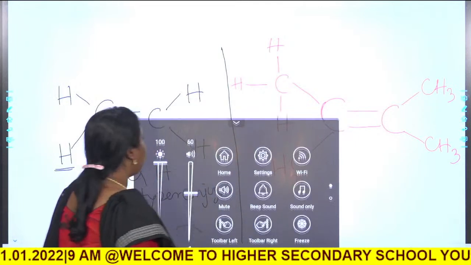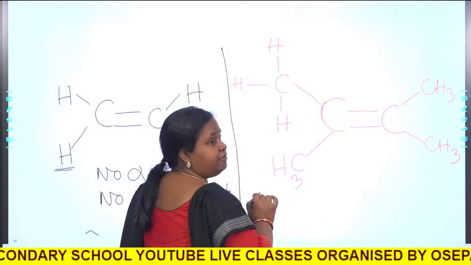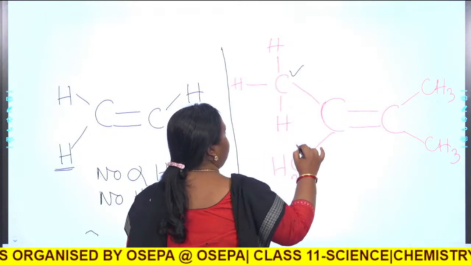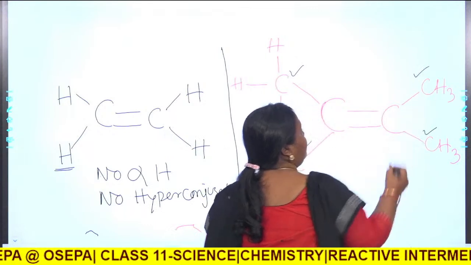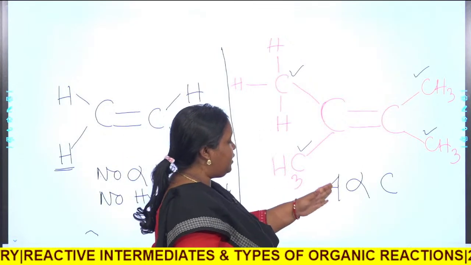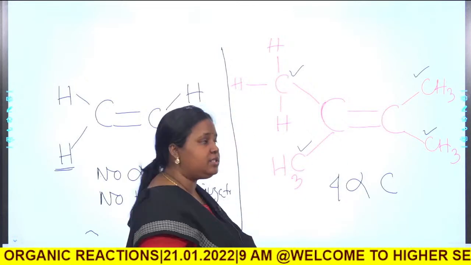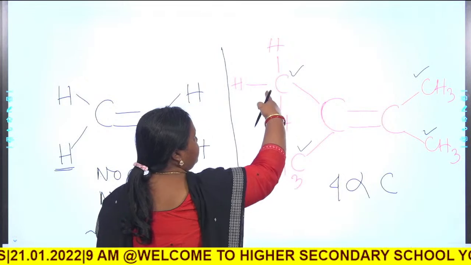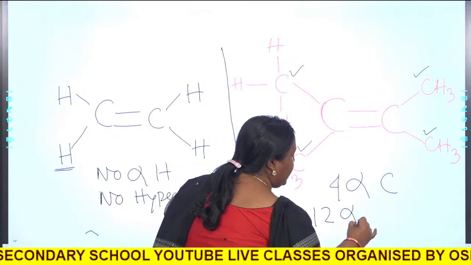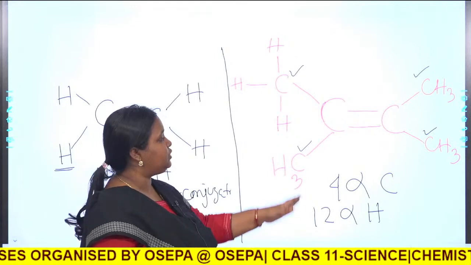Now you calculate the number of hyperconjugating structures. How many alpha carbons are directly attached to the carbon carbon double bond? 1, 2, 3 and 4. So there are 4 alpha carbons. The hydrogens attached to the alpha carbons are called alpha hydrogens. So calculate the number of alpha hydrogens: 3 plus 3 is 6, plus 6. So 12 alpha hydrogens are present. That means you can write 12 hyperconjugating structures for this molecule.